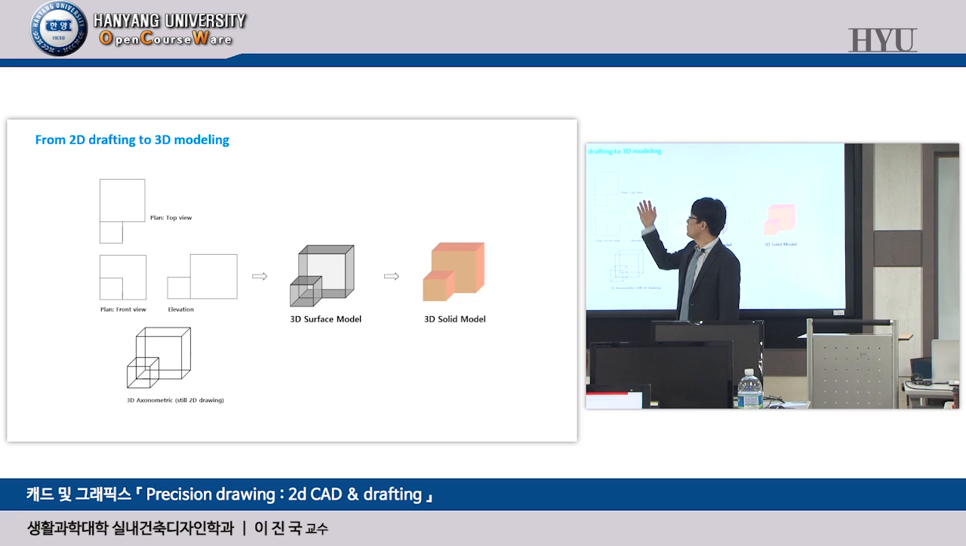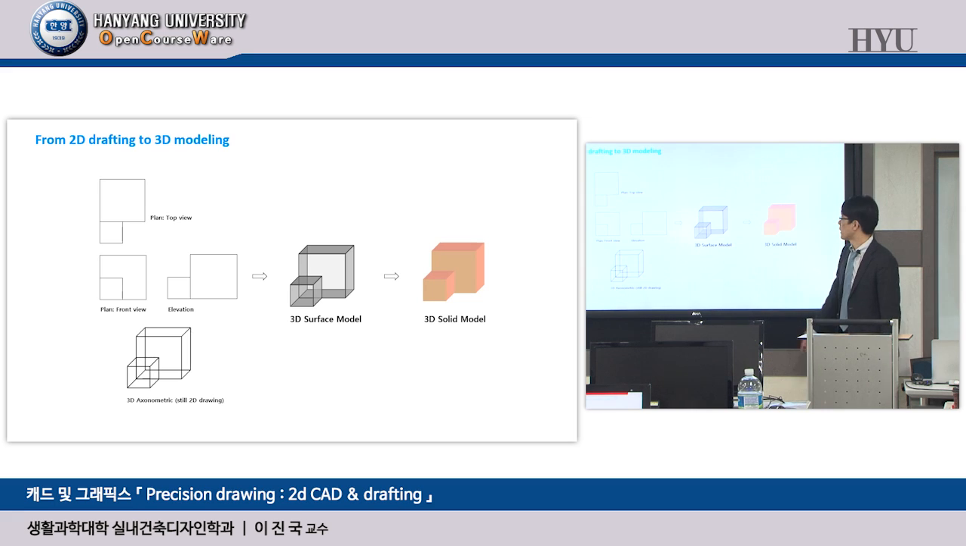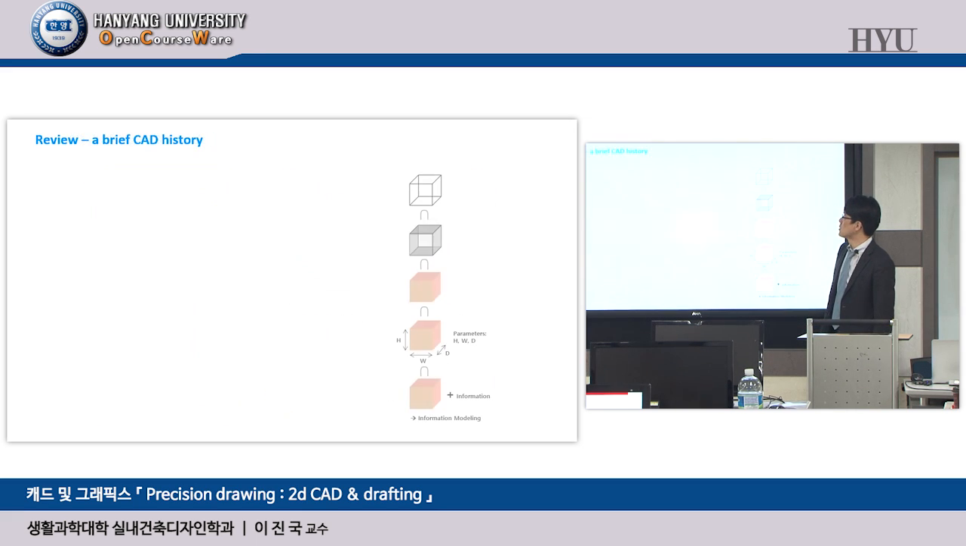But even if you have 2D drawings, this kind of 3D cannot be generated in automation. You have to build a 3D model first in surface or solid. What is surface and what is solid? Usually we used 2D drafting, but now we are using 3D models. Okay, so let's take a look at something detailed about 3D models.